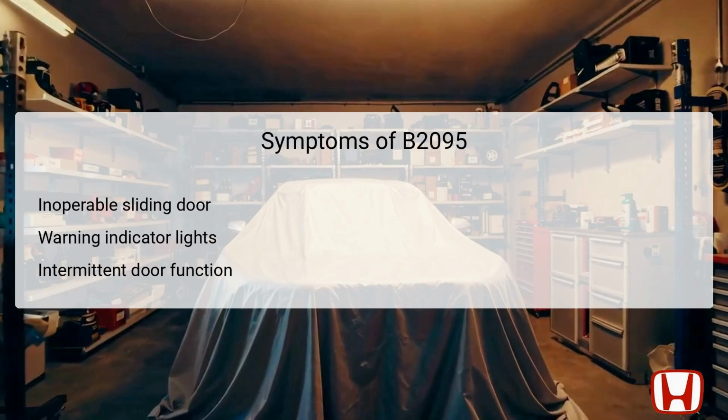Symptoms for DTC B2095 may include an inoperable right side power sliding door, which might fail to open or close as expected. Drivers may also notice warning indicator lights on the dashboard related to door malfunctions when this code is present. In some cases, the door may operate intermittently, closing sometimes but failing at other times without warning.